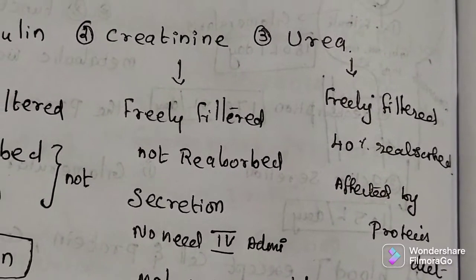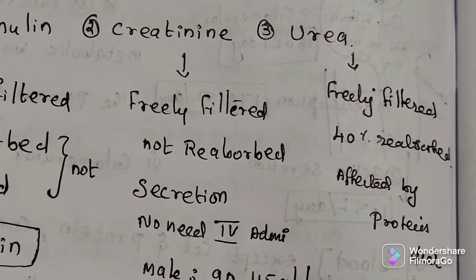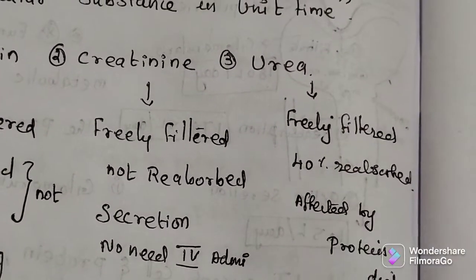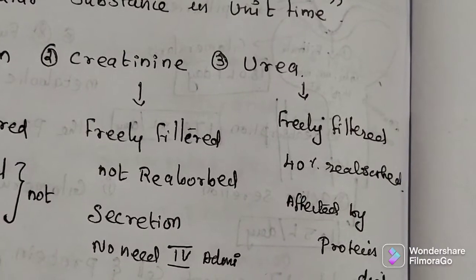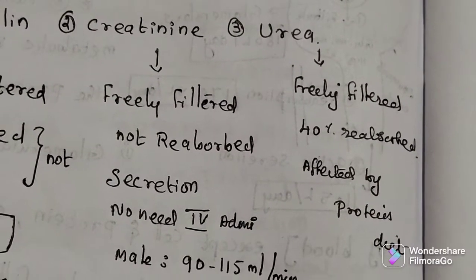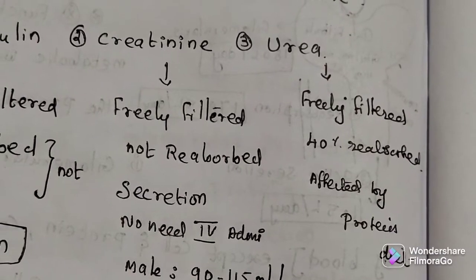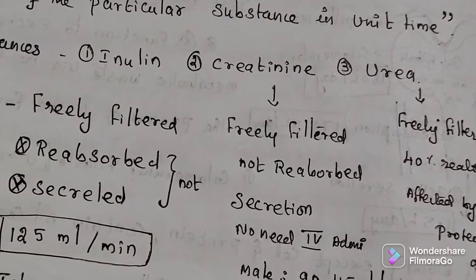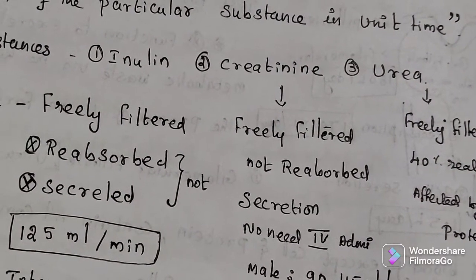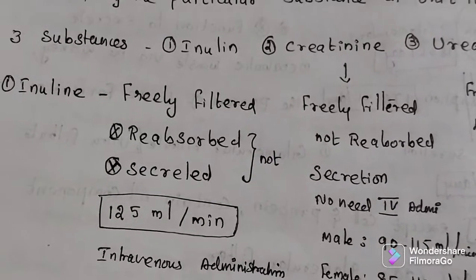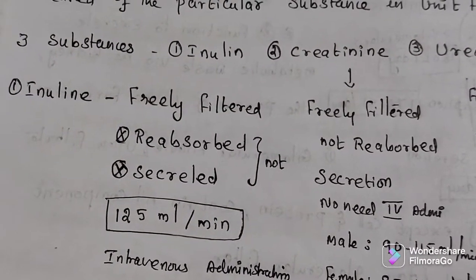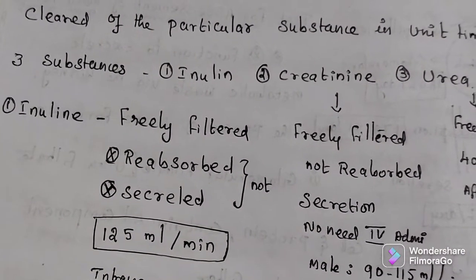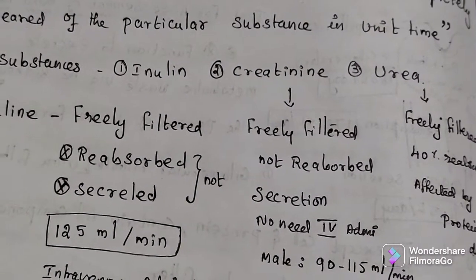Third one is urea. It is freely filtered at the glomerulus, but it has 40% reabsorption. So it is not as good as compared to inulin and creatinine. So the best one is inulin. Only disadvantage is we have to give it intravenously. Inulin and creatinine are not affected by high protein diet, but urea is affected by protein diet.